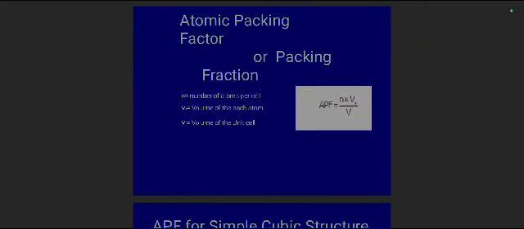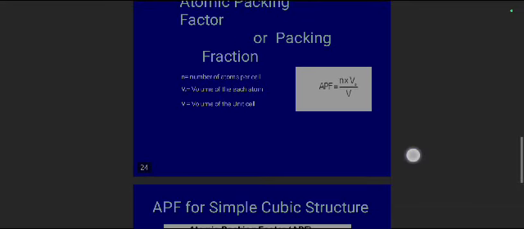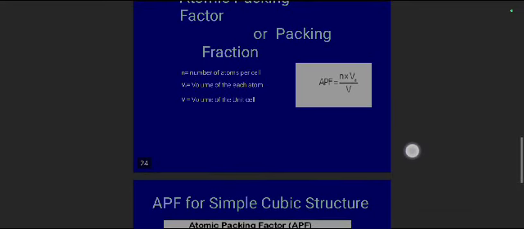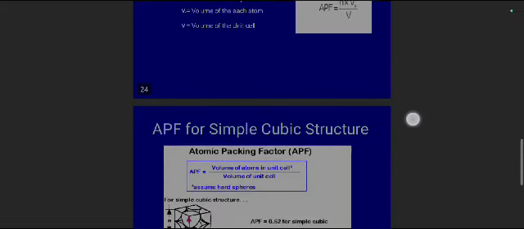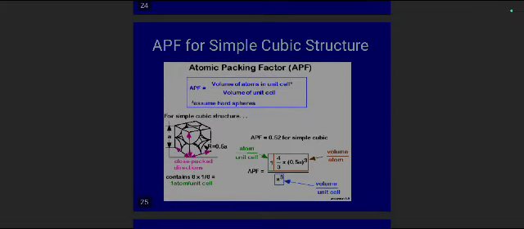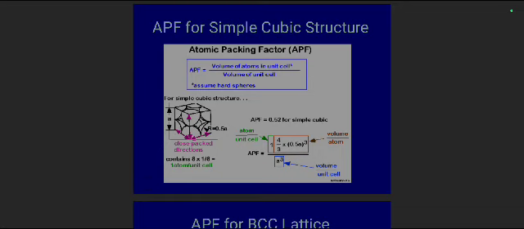Atomic packing factor or packing fraction. n is equal to number of atoms per cell. v is equal to volume of each atom. V is equal to volume of unit cell. APF for simple cubic structures. Atomic packing factor APF is equal to volume of atoms in the unit cell divided by volume of unit cell.